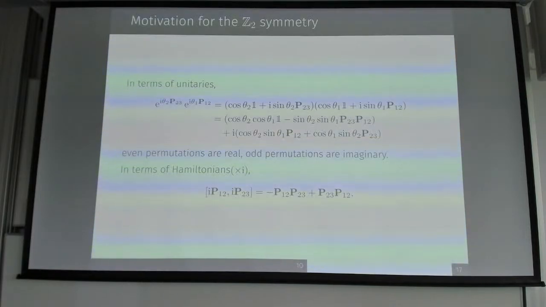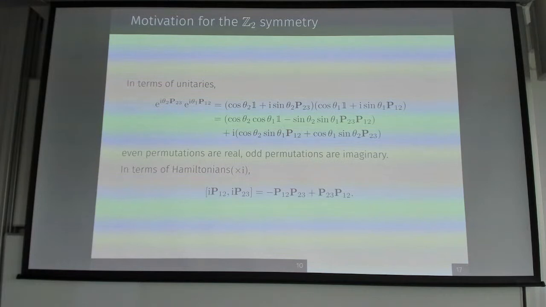So let's first get some intuition of this Z2 symmetry. If you look at the product of two local unitaries, we can expand them, and we see that these are even permutations, 1 and this term. Their coefficients are real, while all the odd permutations, their coefficients are imaginary.